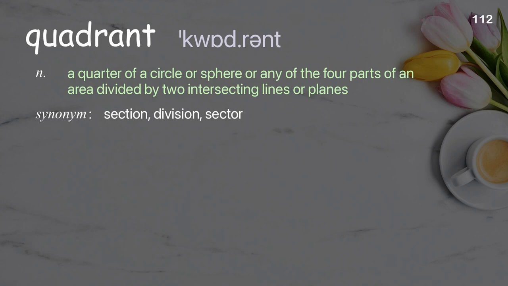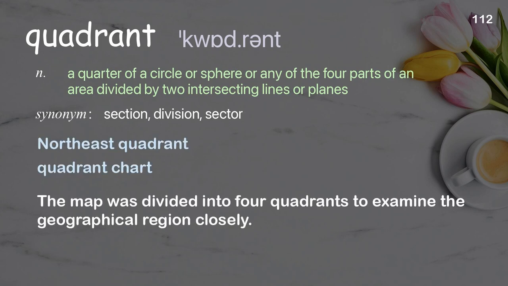Quadrant: a quarter of a circle or sphere, or any of the four parts of an area, divided by two intersecting lines or planes. Examples: northeast quadrant, quadrant chart. The map was divided into four quadrants to examine the geographical region closely.